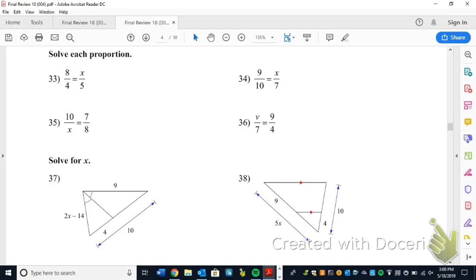Okay, proportions, so these are just cross multiplication. So we're going to go 8 times 5 equals 4x. That gives me 40 equals 4x, or x equals 10. Here we go, 7 times x equals 10 times 8. That's 7x equals 80. This one's not as pretty, so we get x equals 80 over 7.